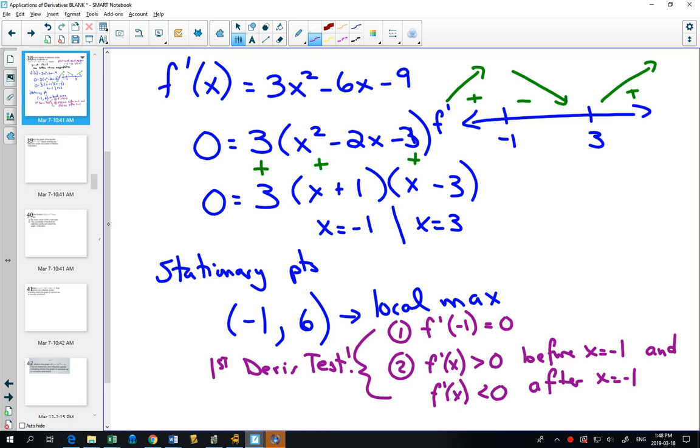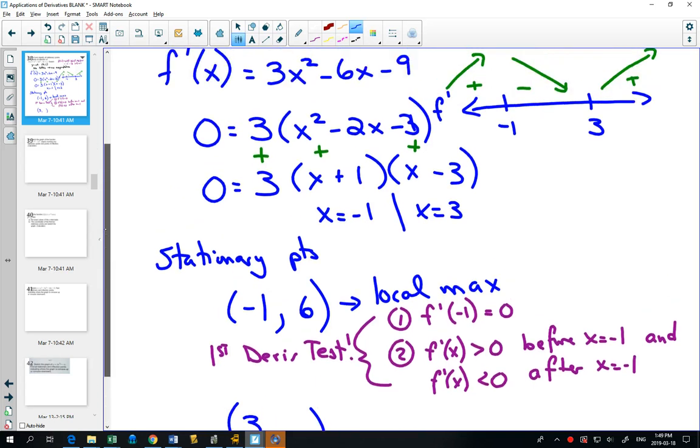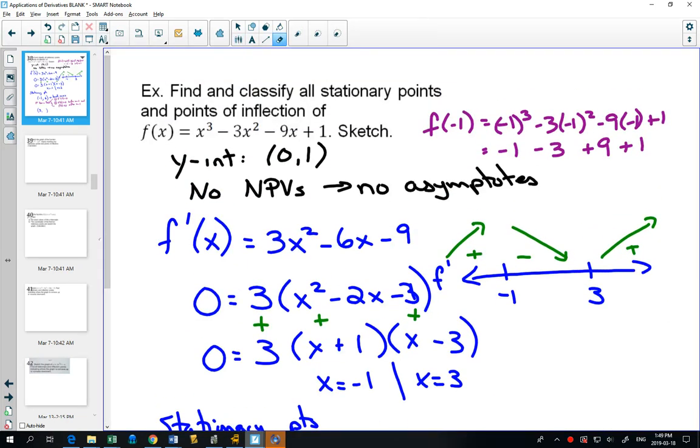So 2, we have our second stationary point. Our second stationary point is going to be at 3 comma something. Again, if I want to find out what the y coordinate is, I'm going to have to go to my original equation and plug in 3. What do I get when I plug in 3? 3, 3, 3. I get 27 minus 27 minus 27 plus 1.